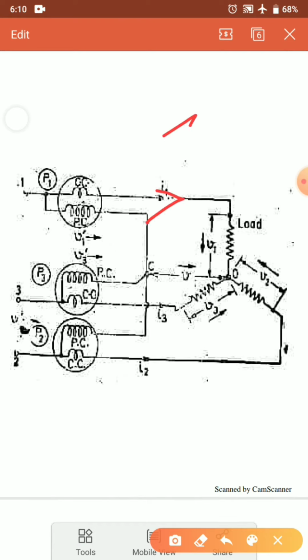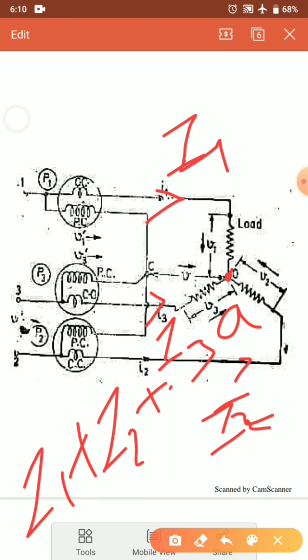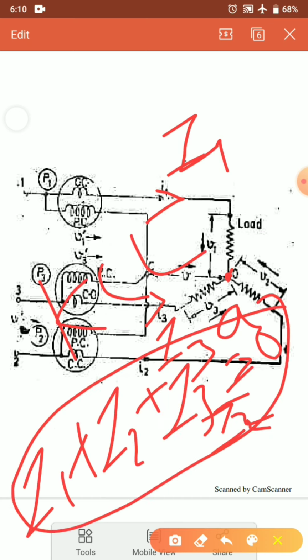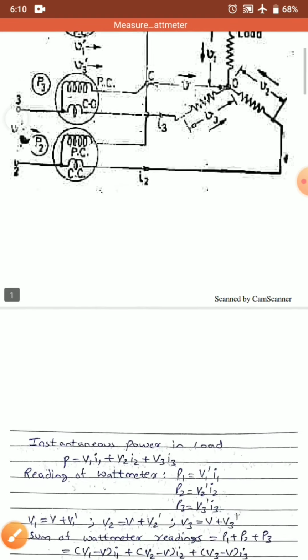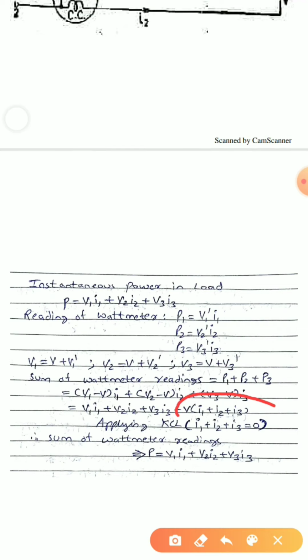So we can see here that I1 is proceeding towards this junction. Let me name it A. I3 is also proceeding to that junction. I2 is also proceeding to that junction. So when I am adding I1 plus I2 plus I3, the value should always be equal to 0. Why equal to 0? Because of KCL, the very basic Kirchhoff's current law, which states that the sum of currents at a junction is equal to 0. So this quantity becomes 0.